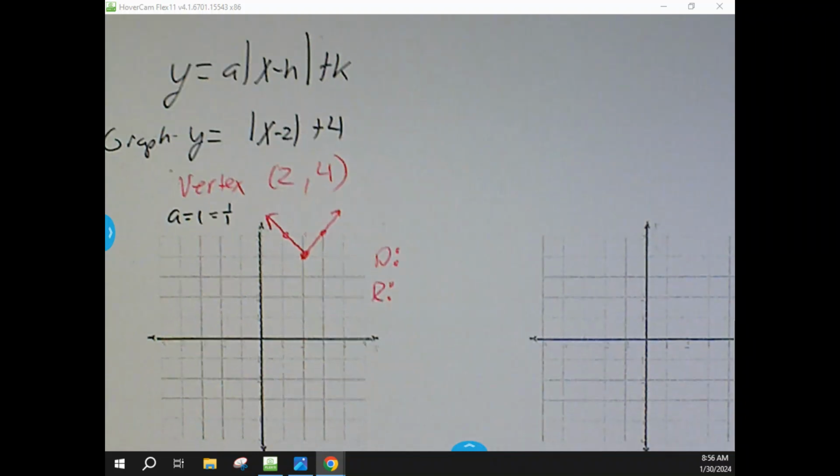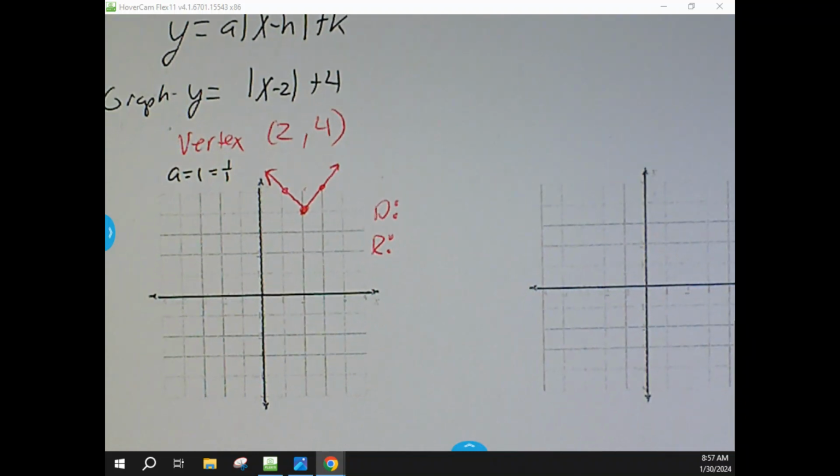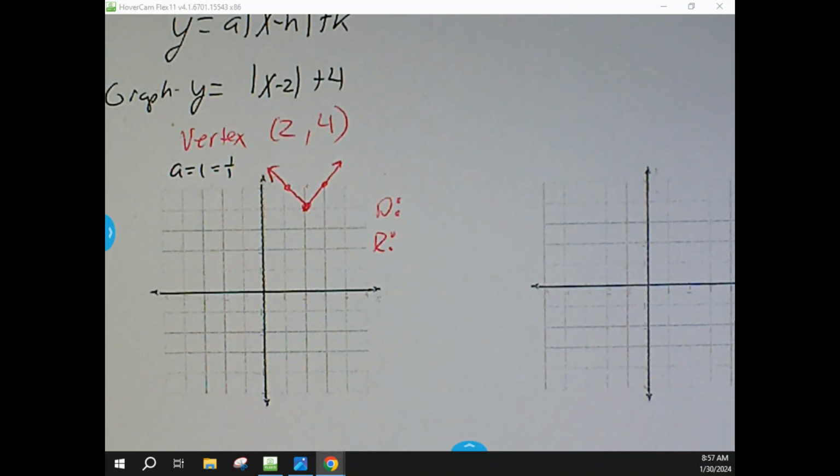Okay, now here's where we're going to tie in with what we did in the last test that we were doing. Still going to tie in domain and range on these. So domain, again, we're left and right moving. How far are we going to the left? Negative infinity. How far to the right?